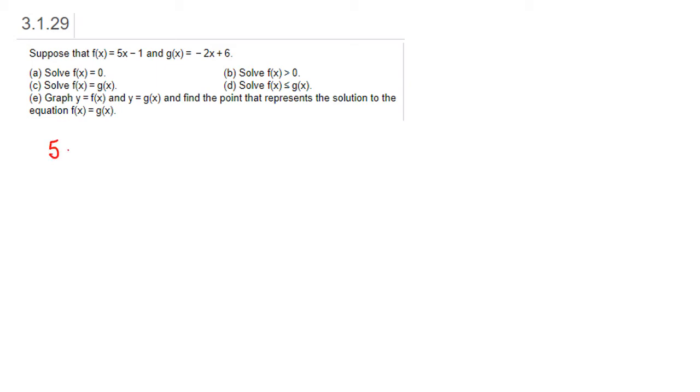So f of x is 5x minus 1, and I want that to equal 0. Now we need to solve this for x, so I'm going to add 1 to both sides, giving 5x equals 1, and divide both sides by 5, giving x equals 1/5. There's the answer to part A.